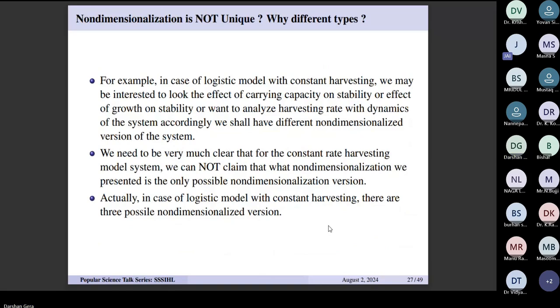So, for example, for the logistic equation with harvesting, you may be interested to see the impact of the carrying capacity. Somebody may be interested to observe the effect of the intrinsic growth rate. Somebody may be interested to observe the harvesting rate impact on the survival of the population. So accordingly, we have to non-dimensionalize the system.